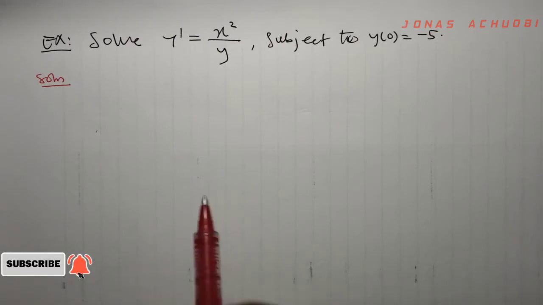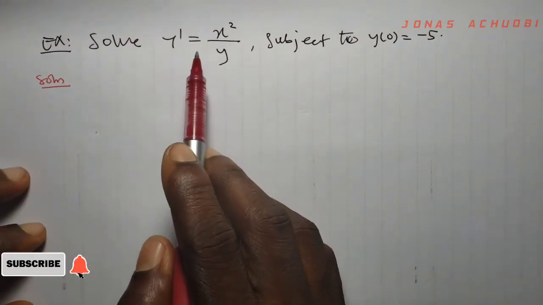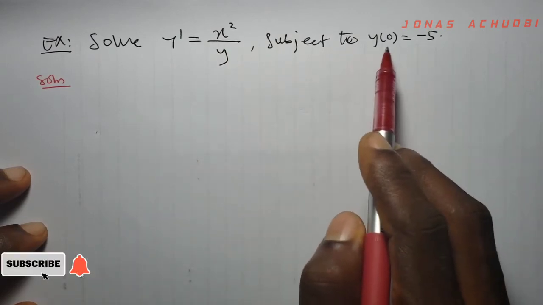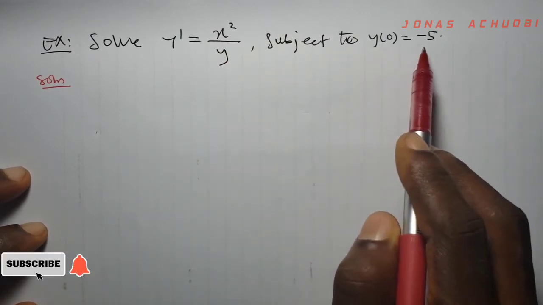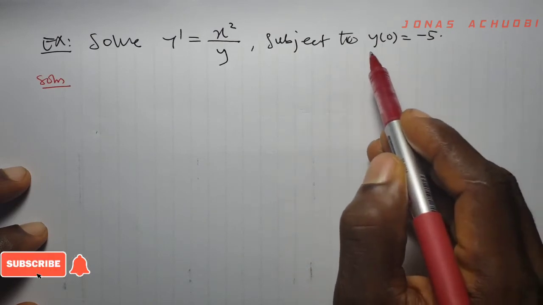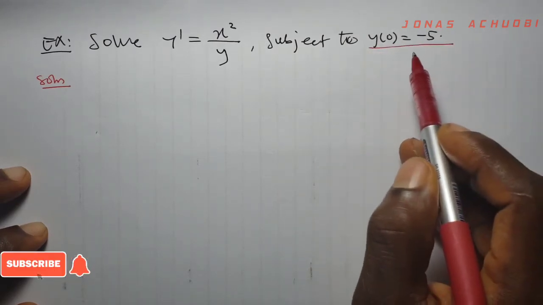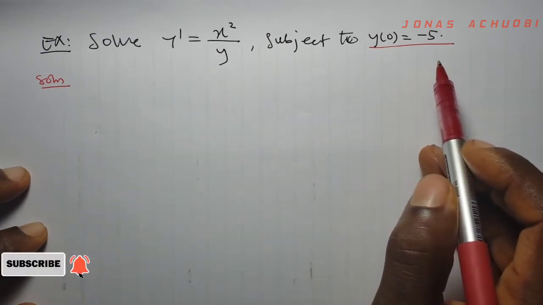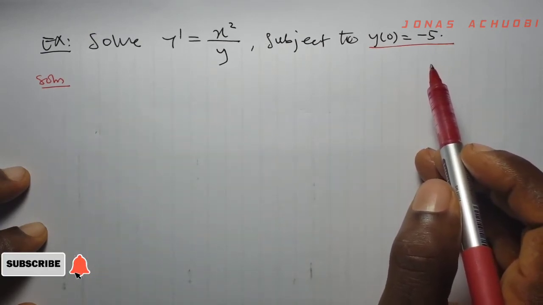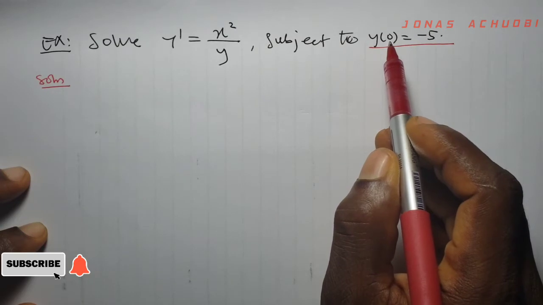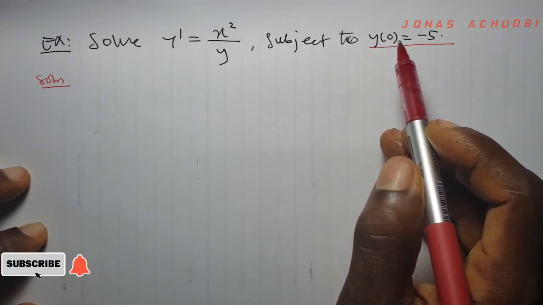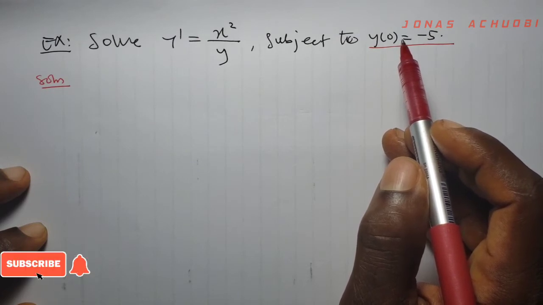Solve y prime equal to x squared over y, subject to y of 0 equal to minus 5. Of course, y of 0 equals minus 5 is called the initial condition, and so this problem is called an initial value problem, where the value of y at x equal to 0 is already given. So we proceed by solving with method of separating variables.